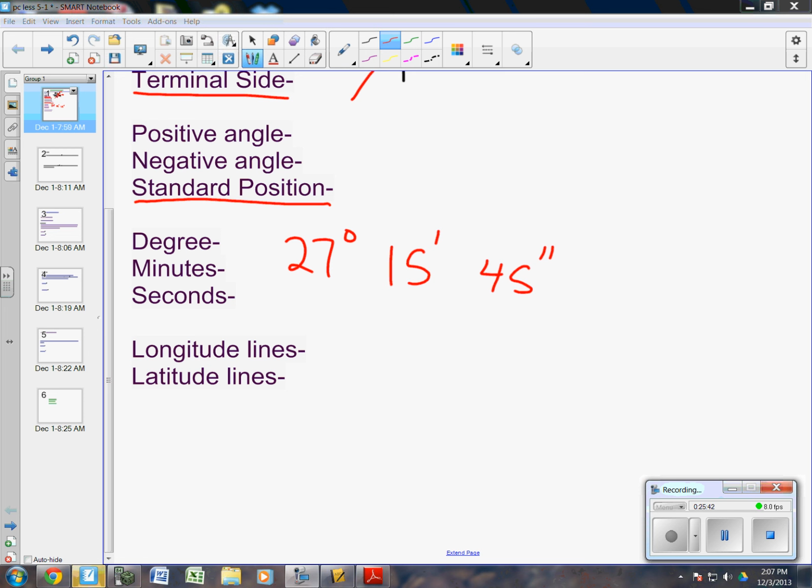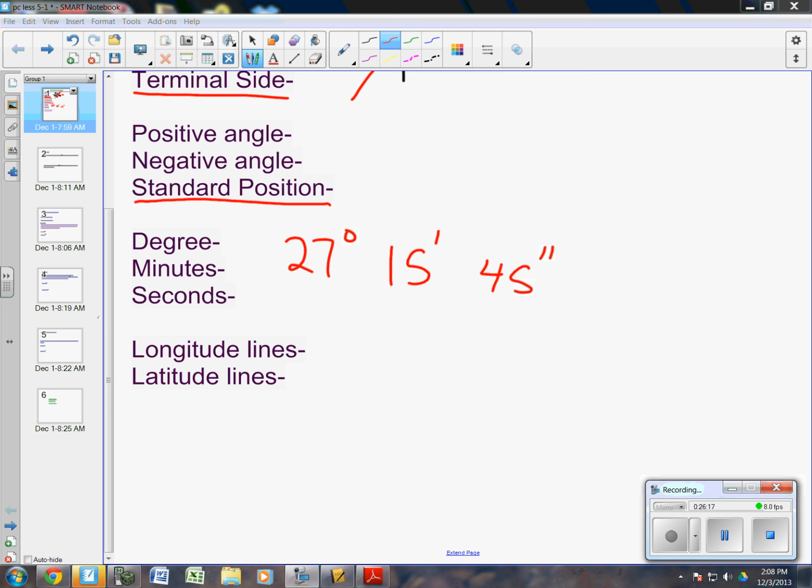Okay, that's how you would write it. 27 degrees, 15 minutes, 45 seconds. Now you should have learned how many minutes are in a degree. 60. And how many seconds in a minute? 60. Let me ask you this. How many seconds in a degree? Not 360. 3,600, because 60 times 60 is 3,600, right? Because there's 60 seconds in a minute and 60 minutes in a degree.